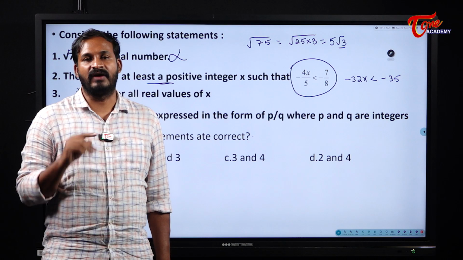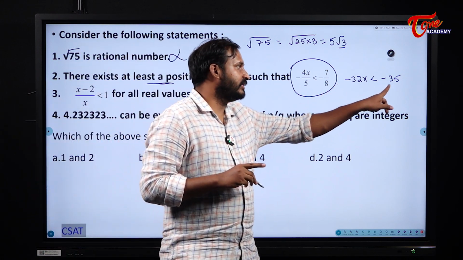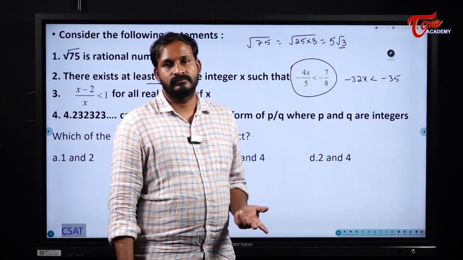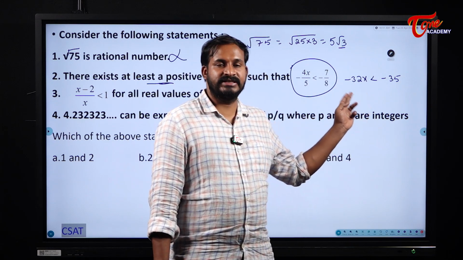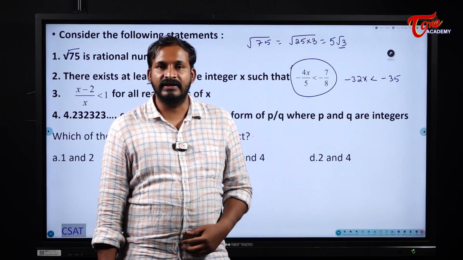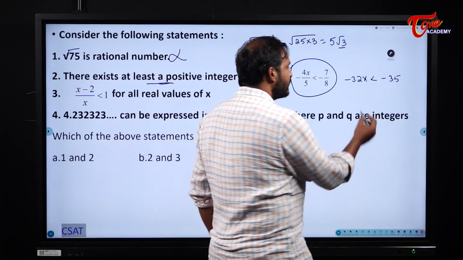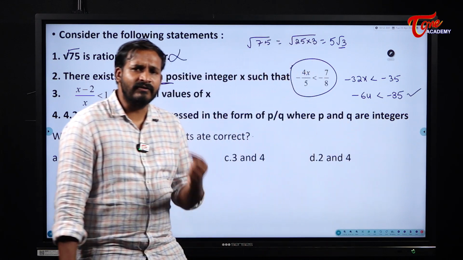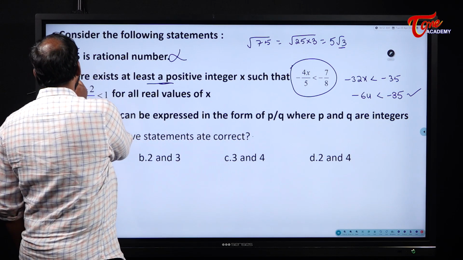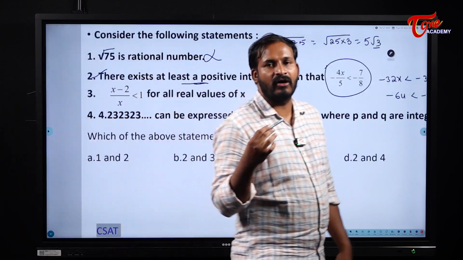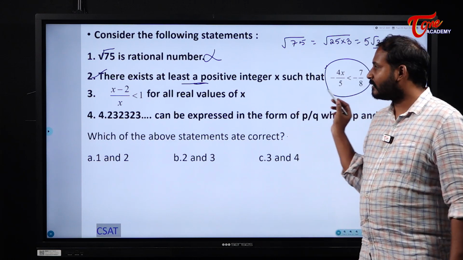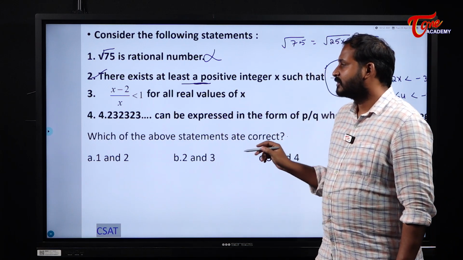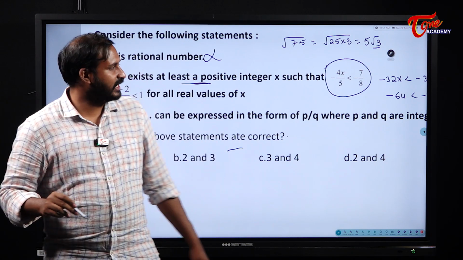If I take x value as 1, what happens to this one? Minus 32, is minus 32 less than minus 35? No, it is not possible. I will take x value as 2. Then this will become minus 64. Is minus 64 less than minus 35? Yes, minus 64 is less than minus 35. So this is correct. One value is satisfied, then it is enough. No need to think too much about that. Actually, except 1, for all the positive integers that will become true. But here it is at least one positive integer, so one value is enough for us to write the final answer.